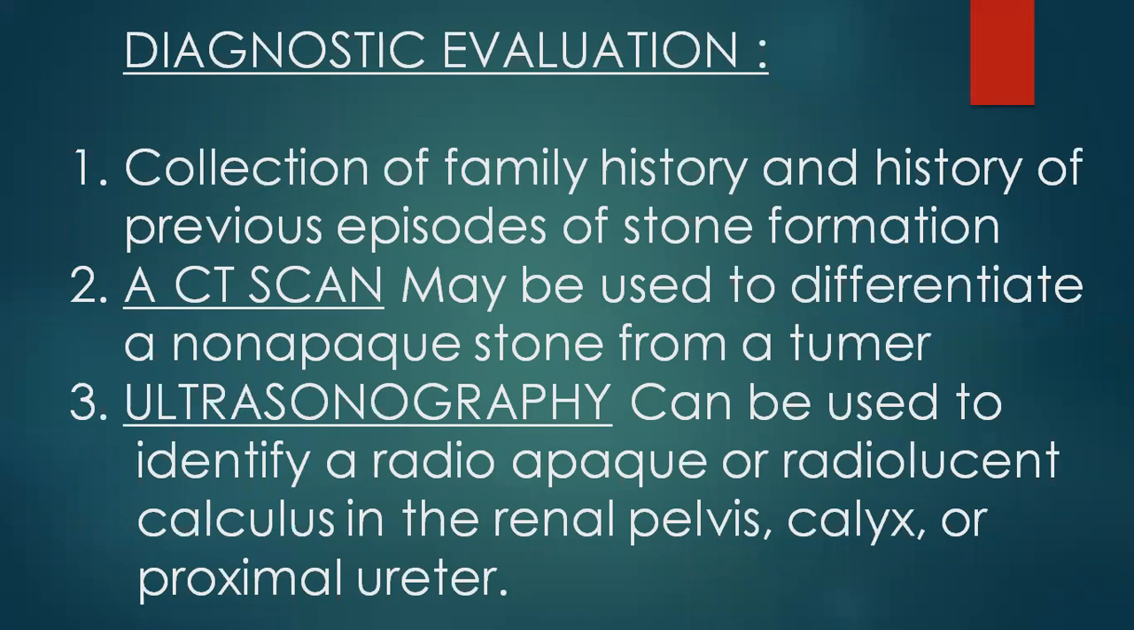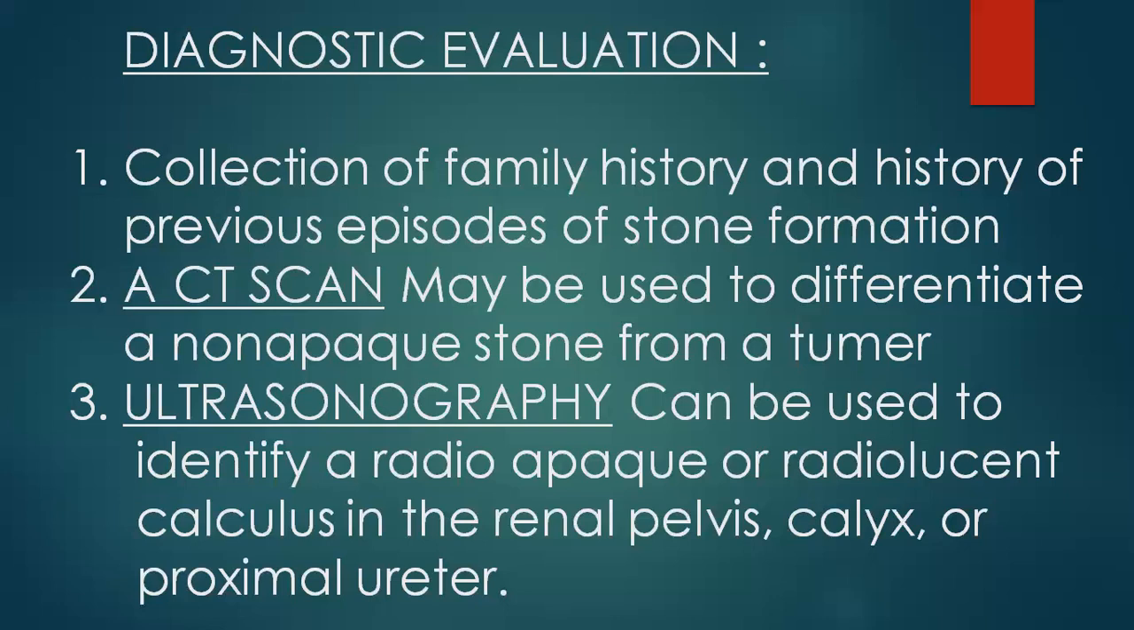Evaluation. First one is collection of family history and history of previous episodes of stone formation. Then second one is CT scan. A CT scan may be used to differentiate a non-opaque stone from a tumor. Then ultrasonography. Ultrasonography can be used to identify a radiopaque or radiolucent calculus in the renal pelvis, calyx, or proximal ureter. Then it is less useful when attempting to locate stones trapped in the mid-ureter.